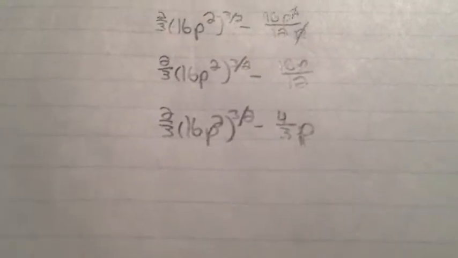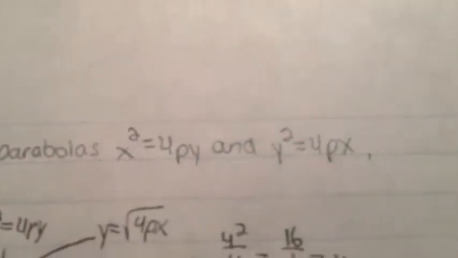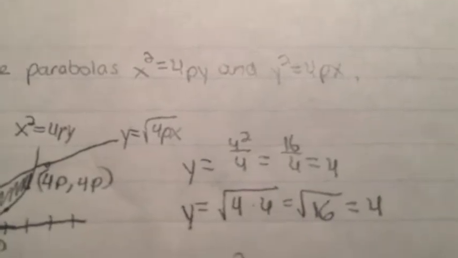So the final equation is 2/3 times 16p squared to the 3/2 minus 4/3 p. That is going to be the area of the region bounded by the parabolas x squared equals 4py and y squared equals 4px.